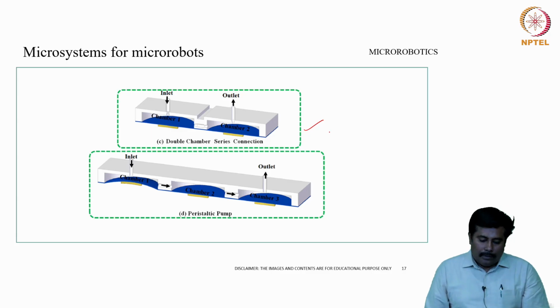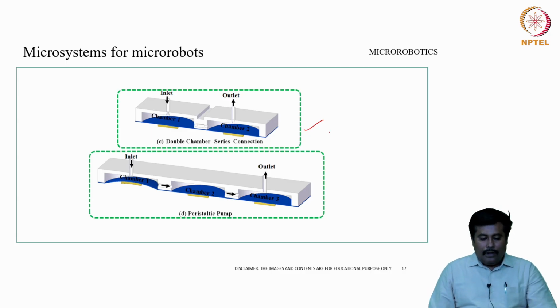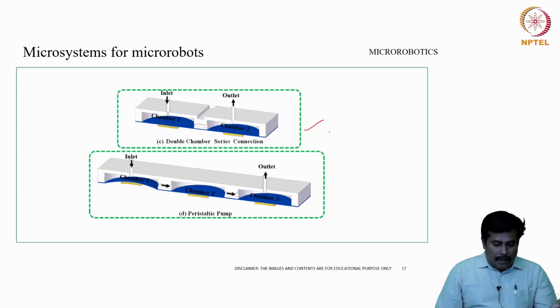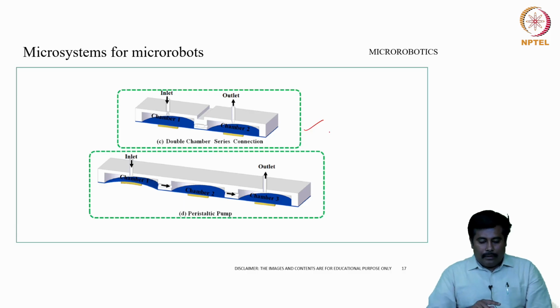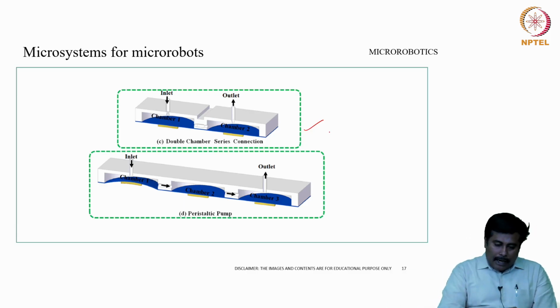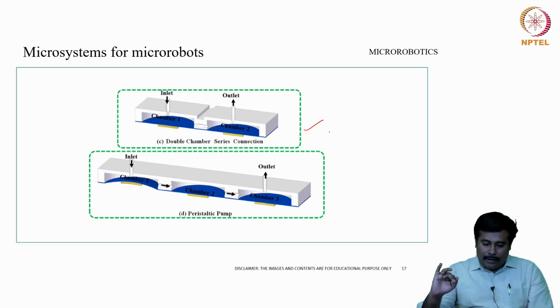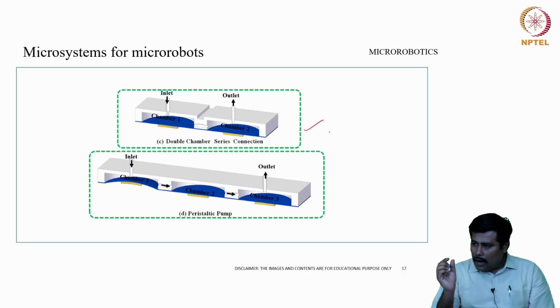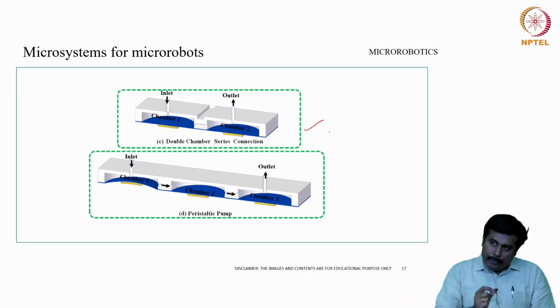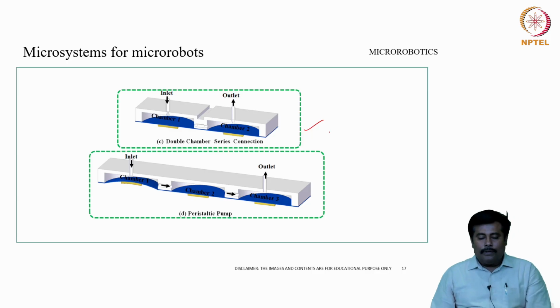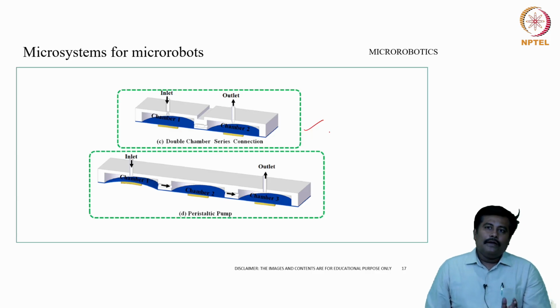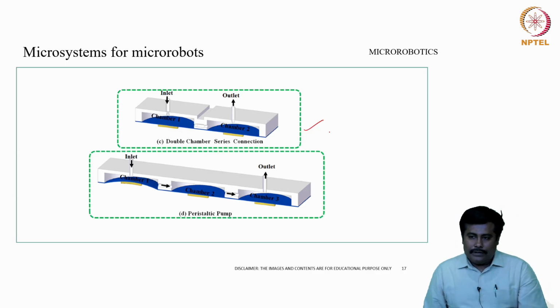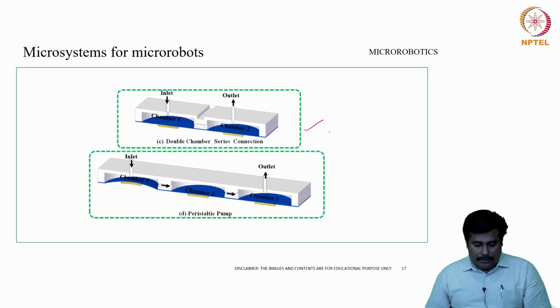So, as far as this double chamber series connection is concerned, chamber 1 comprises a liquid, and it will be pumped to chamber 2. In the meantime, chamber 1 can again collect the liquid and then it can move to chamber 2. For instance, if I want to disperse a particular fluid at a particular frequency or with a particular time interval, such double chamber based series connection systems can be efficiently deployed for an appropriate dispersion.